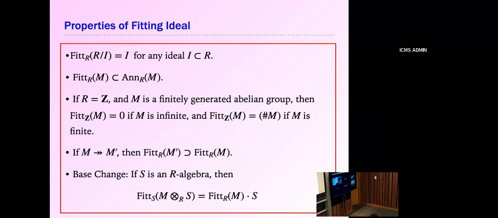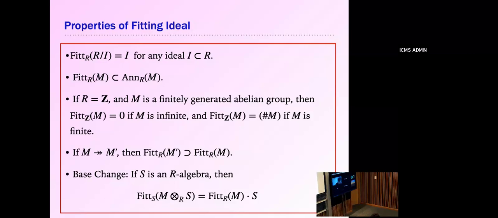But a way of thinking about the fitting ideal is that it's a notion of the size of a module. It's a way of thinking about how big the module is, but it has more refined information. It's not just a number. It's an ideal of the ring. So in the group ring, you get an element of Z[G].